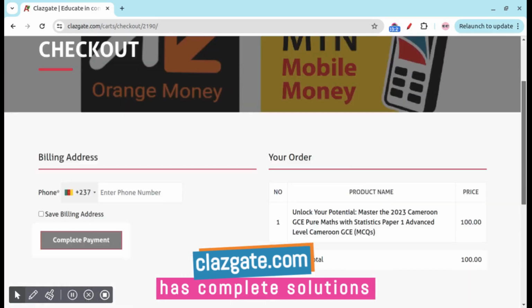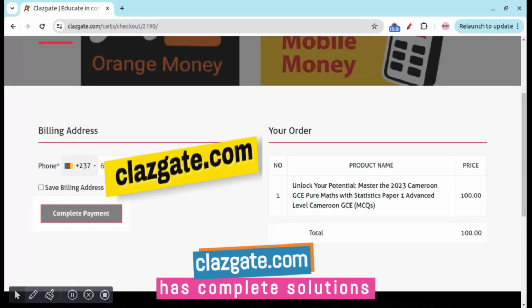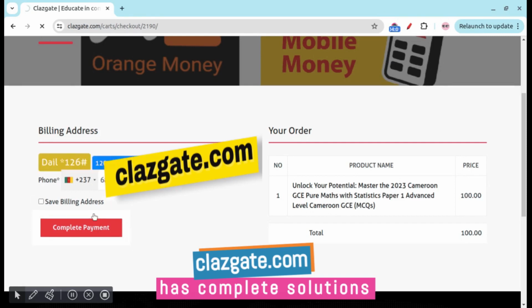On the checkout page, you just have to write your mobile money number. It takes Orange and MTN for Cameroonians. So you write in your mobile money number and complete payment. If you have written the correct Cameroonian number, you see this button turns red. The gray button is now red, meaning you can pay now. So click on the complete payment button, and we're waiting.